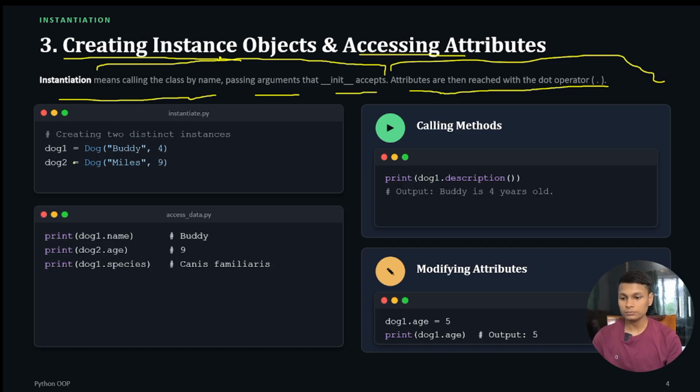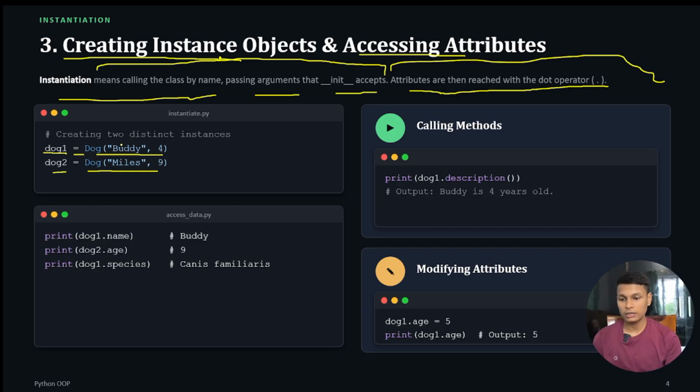Now here you can see we are creating two distinct instances. Two instances were created here. So let's see how. At the very first, you can see a variable named dog, which we initialize with Dog Buddy comma 4. And here we create another variable named dog2 equal to Dog Miles comma 9. So this is the way to create an instance.